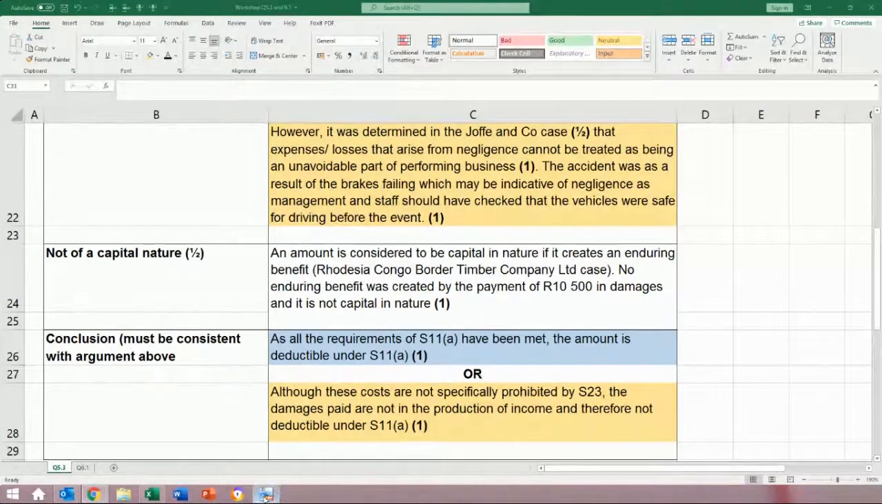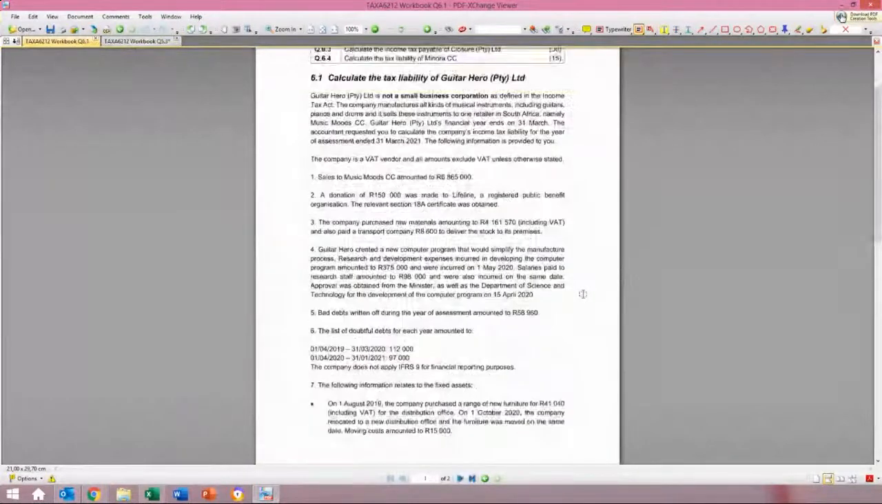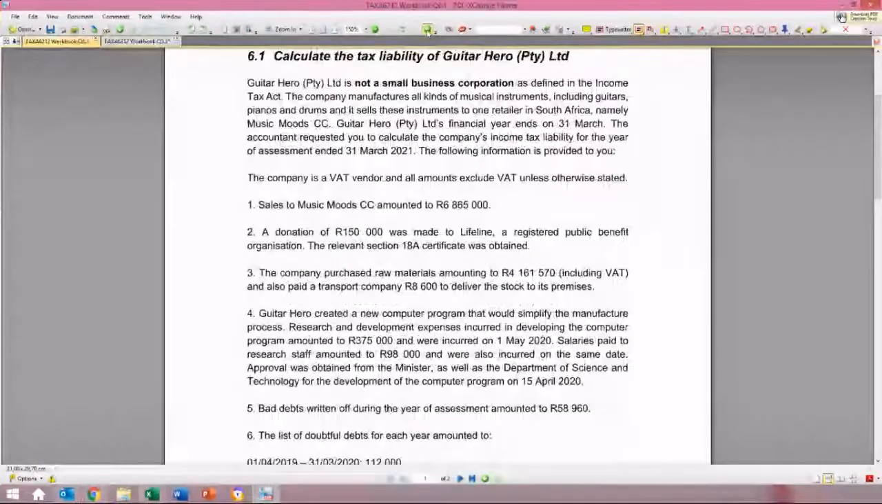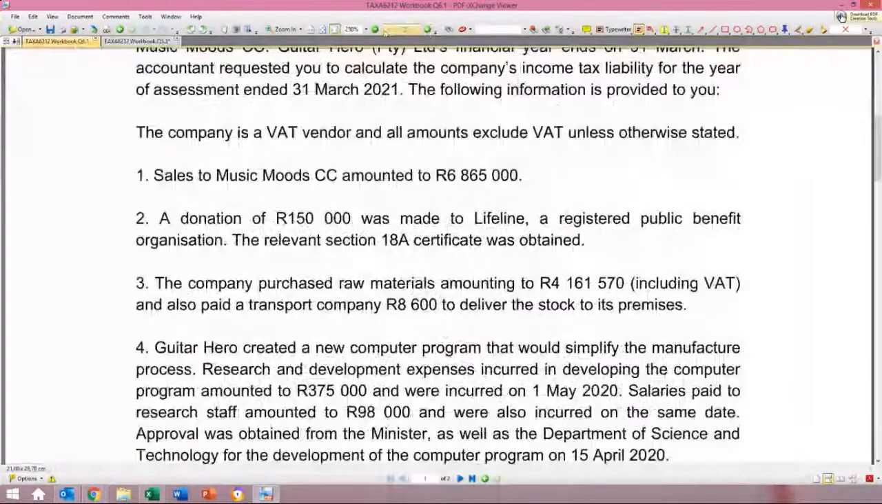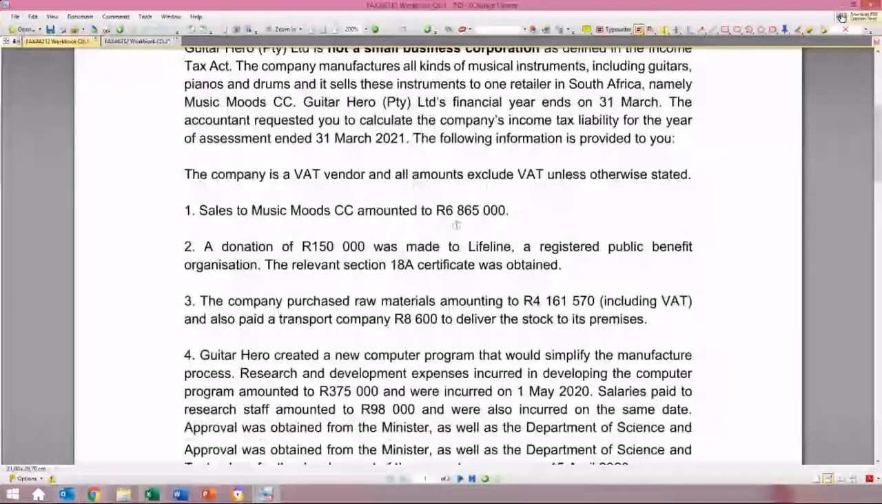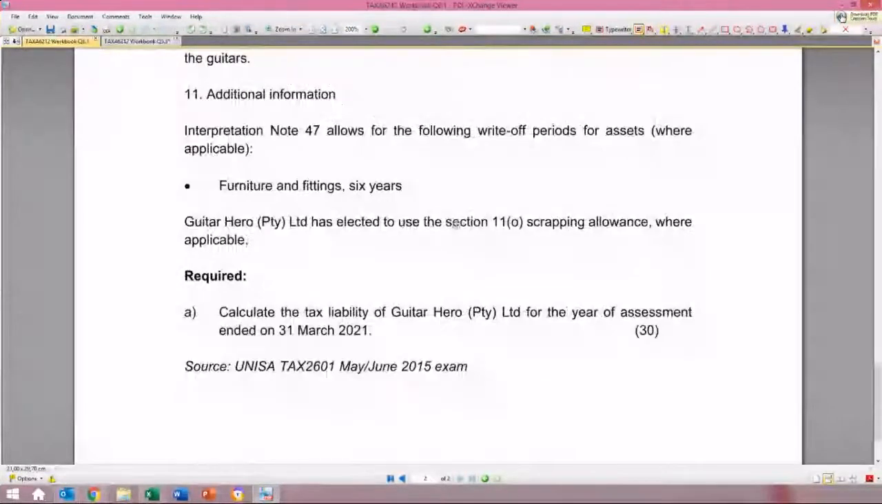Then the next question is question 6.1, which you can find on page 96 and 97 of your workbook. Just going to make it a little bigger so all of you can see properly. Okay, so the first thing, just like every other question, let's start at the end with the "you are required" to see what we need to do. So they asked in this question that you calculate the tax liability for Guitar Pty Limited for the year of assessment ending 31st of March 2021.